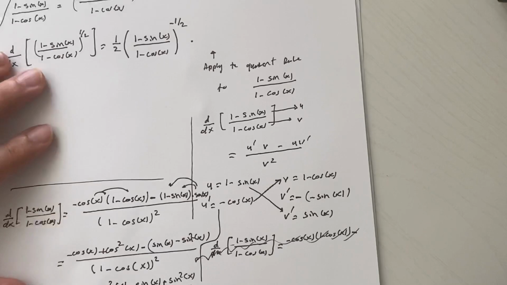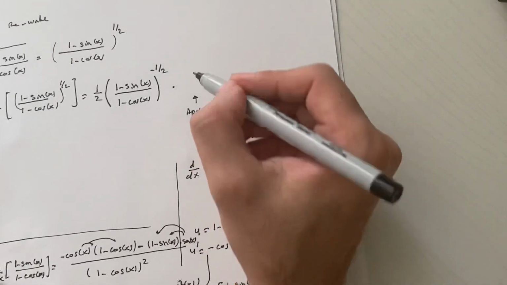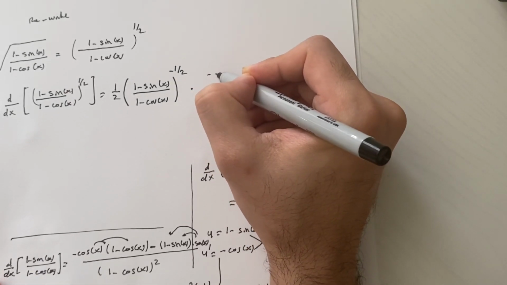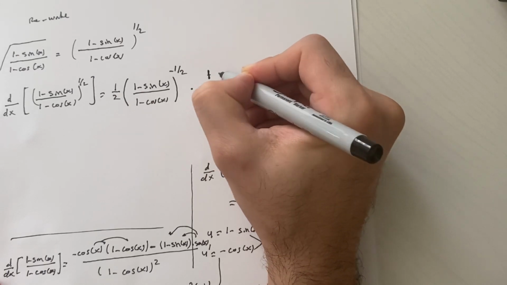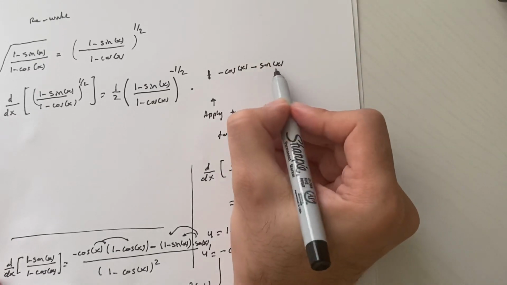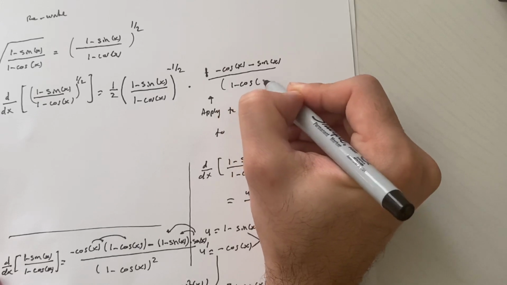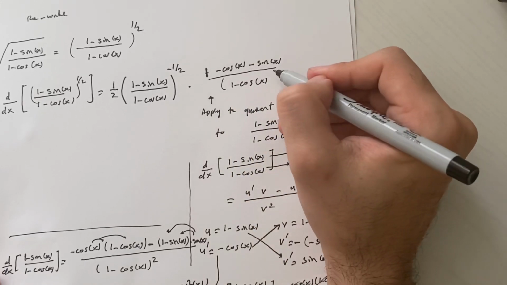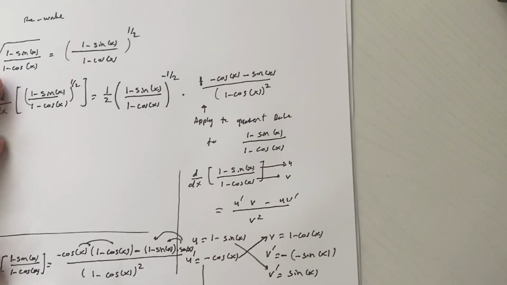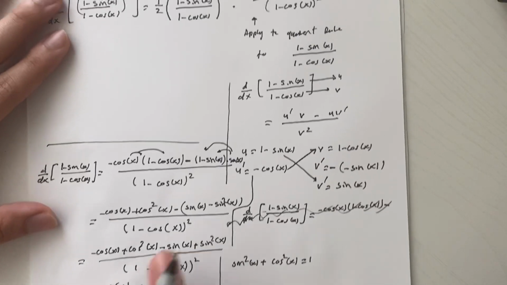So we need to put that back into the chain rule. I'm just writing what we found from the quotient rule back into the chain rule, what we were doing in the first step. Now I'm going to rewrite and simplify this term.